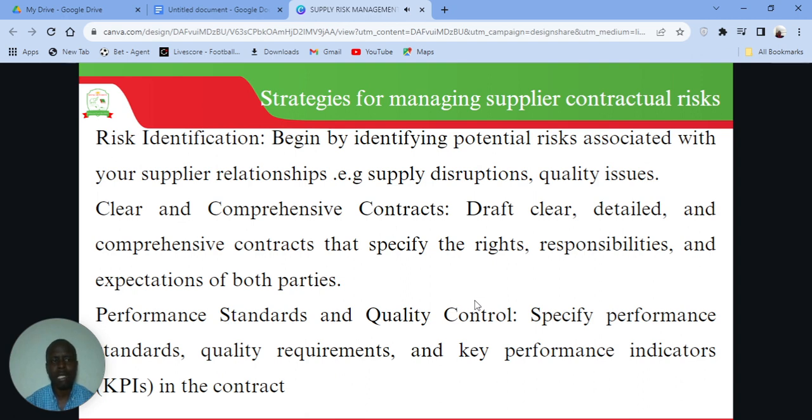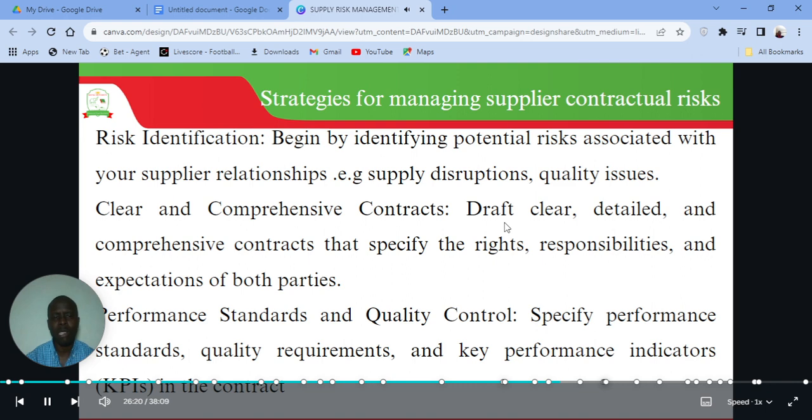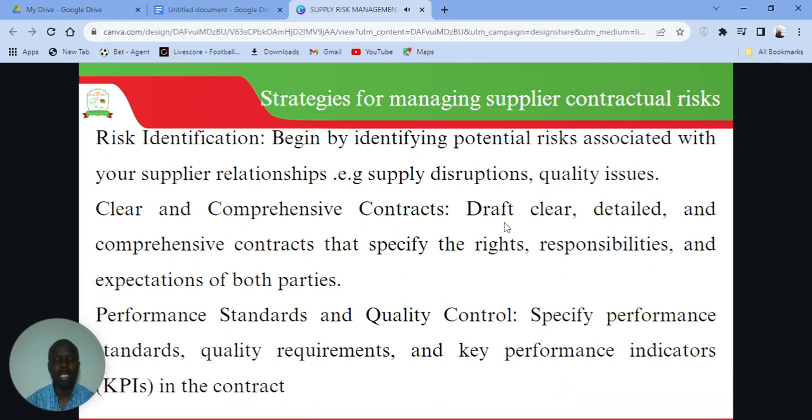So one of the strategies is risk identification, where we begin by identifying potential risks associated with the suppliers. This is information that we could get maybe from other people that use the same suppliers. We can confirm the lead time, the delivery challenges. It could be supply disruptions. Maybe we have a problem around the transportation of goods, quality issues, and also clear and comprehensive contracts.